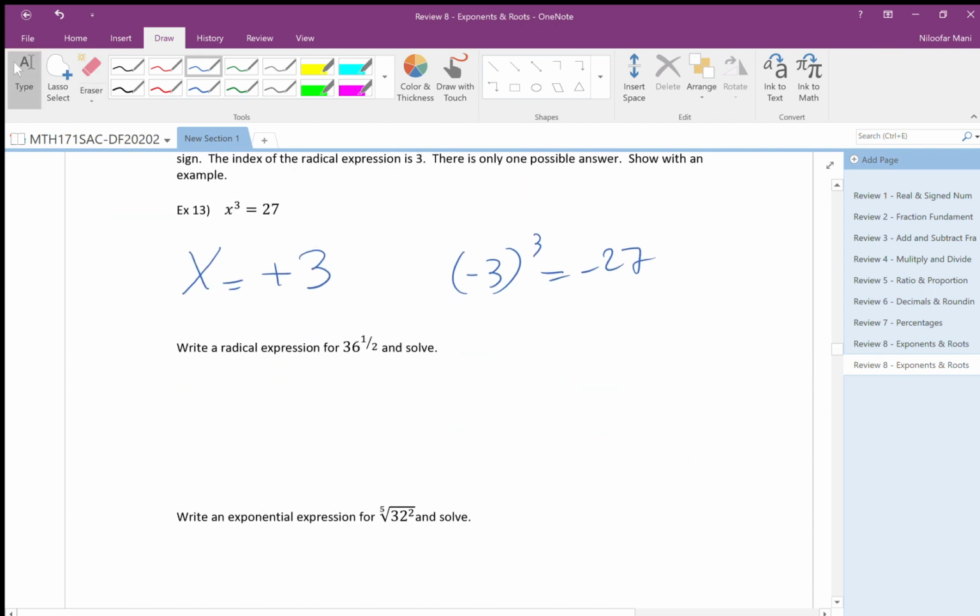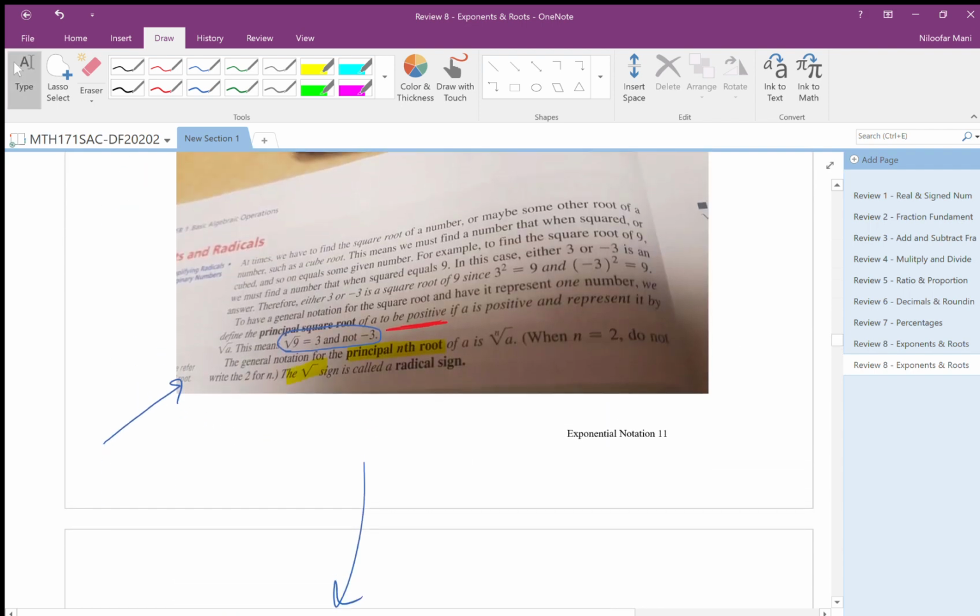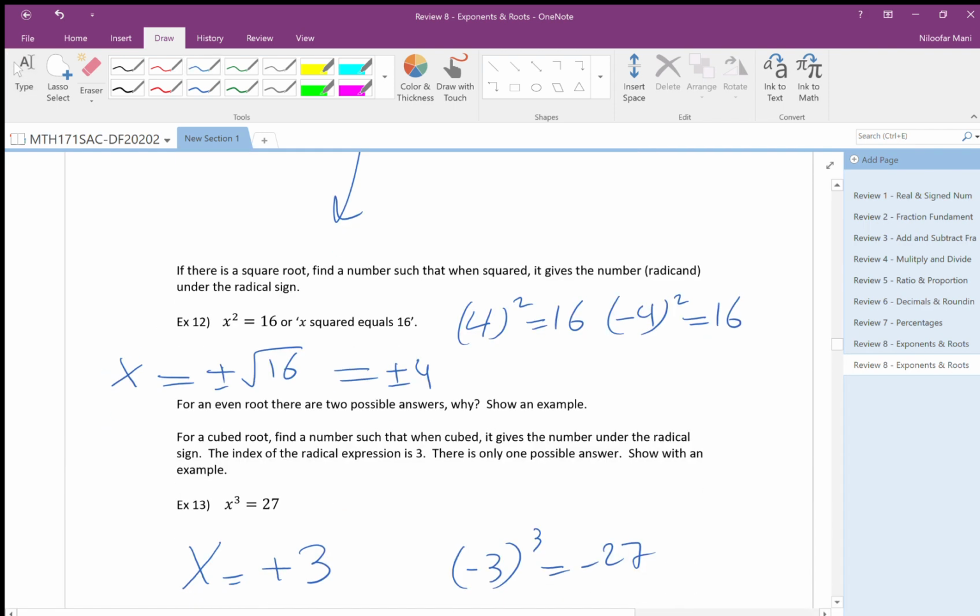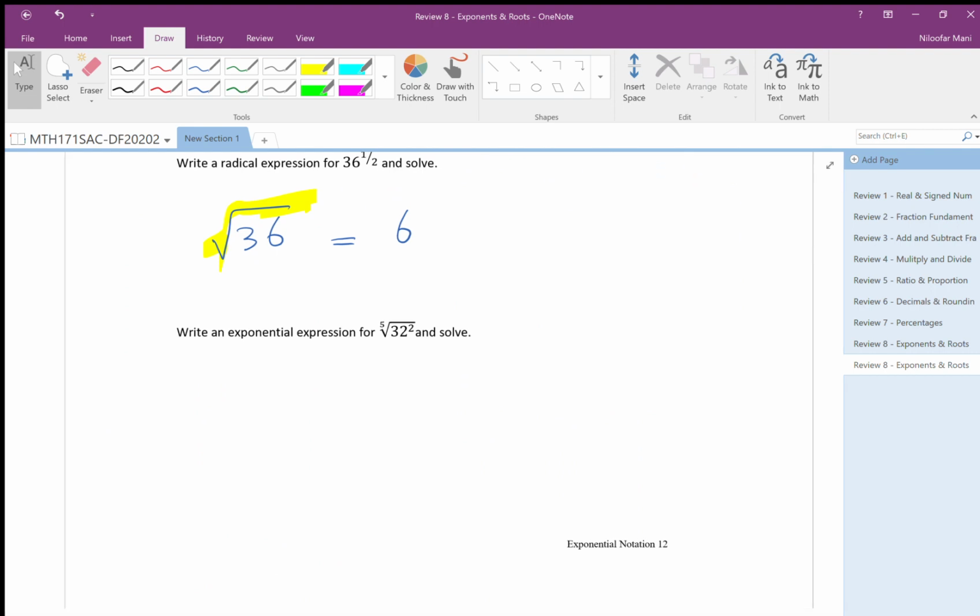So how about this? It says write a radical. So I write radical 36 and the answer is just 6. Remember, because I define this symbol to be the principal square root. Principal n root must be positive if you have a positive number in there. But if you have a negative number for principal 3 root or principal 5 root, the answer is negative, and you will see. Okay? I define. That's a definition.